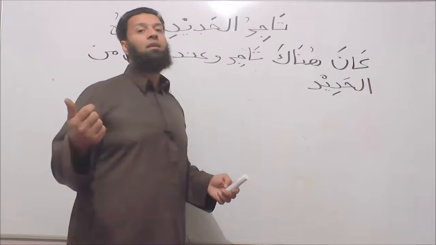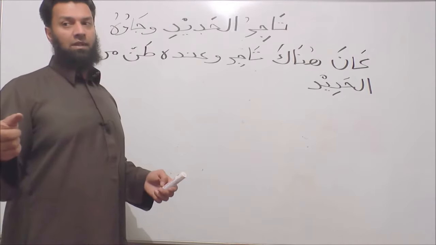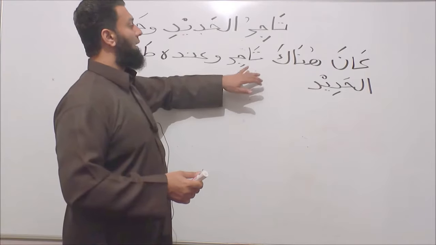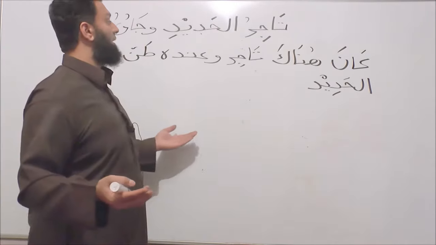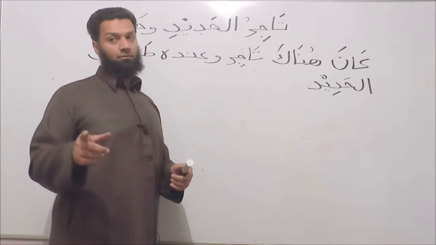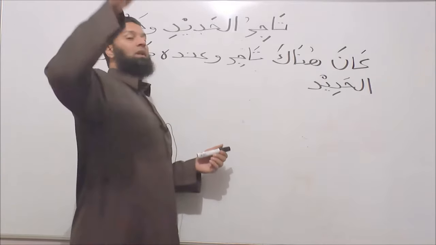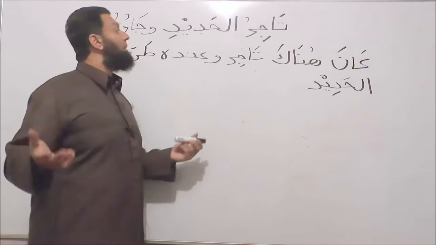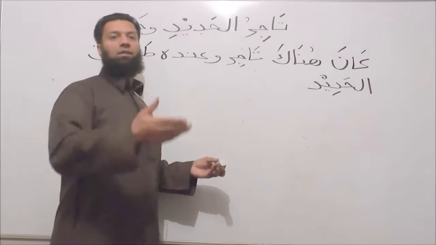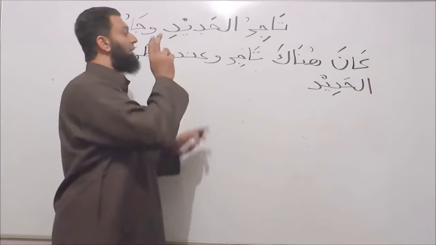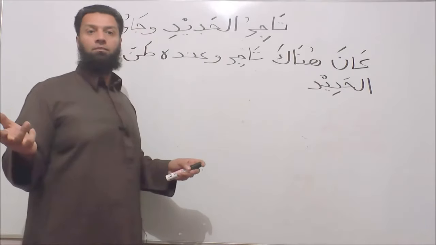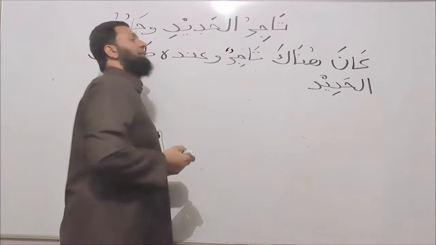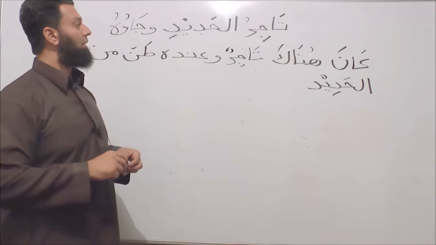Ismu kana is always marfu'un. Right? And khabru kana is always mansubun. So, which one is ismu kana and where is khabru kana? And that will tell you what should be on the ra. What are we trying to say here? Kana hunaka tajir. There was a merchant. There was a merchant over there. Or there was a merchant there. Right? So if that's the meaning that we're trying to convey, what therefore will go on the ra? It's going to be marfu'un with tanwinu dammin. Why? Because it's ismu kana. It is ismu kana. Right?